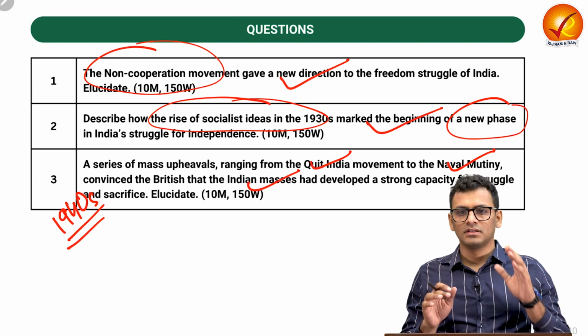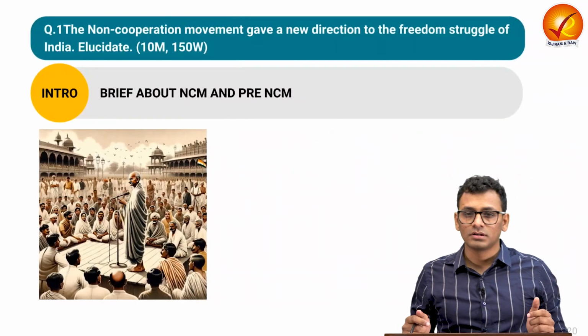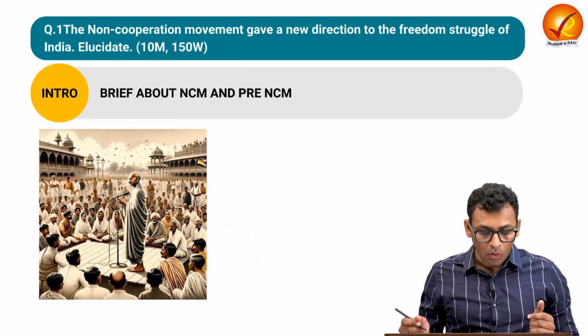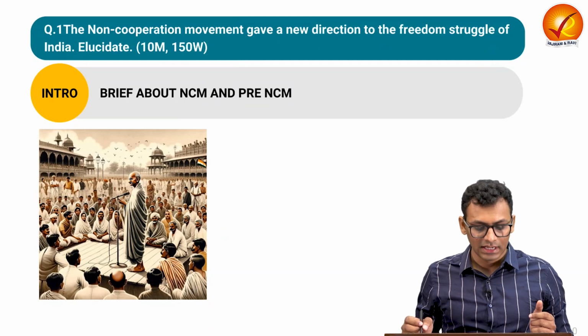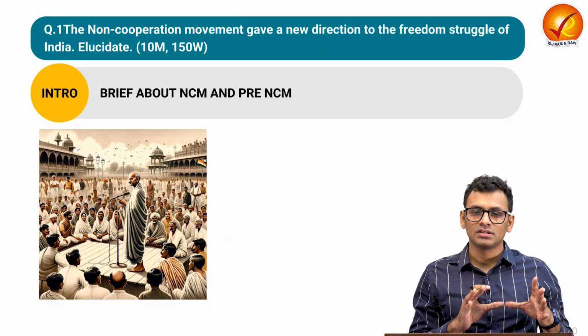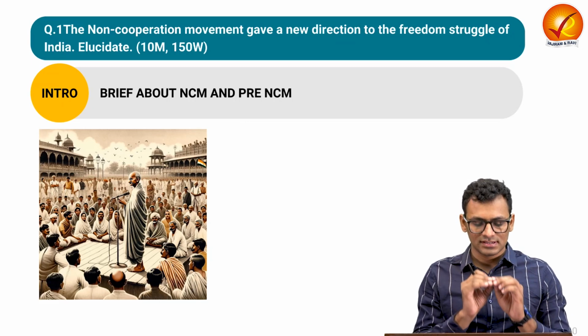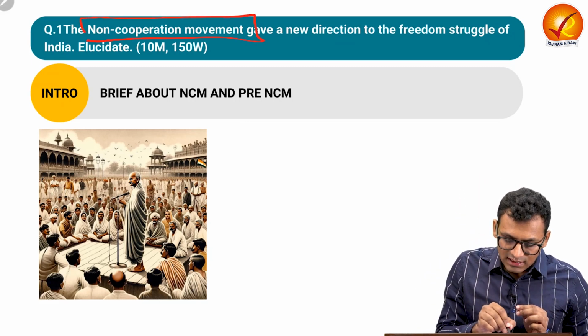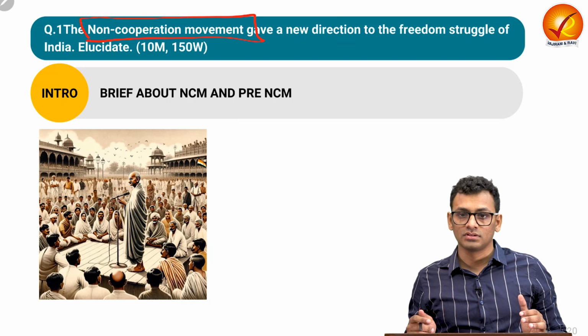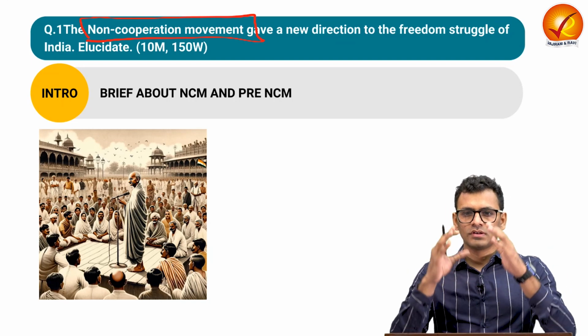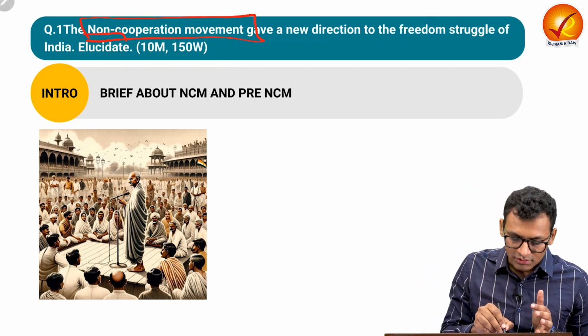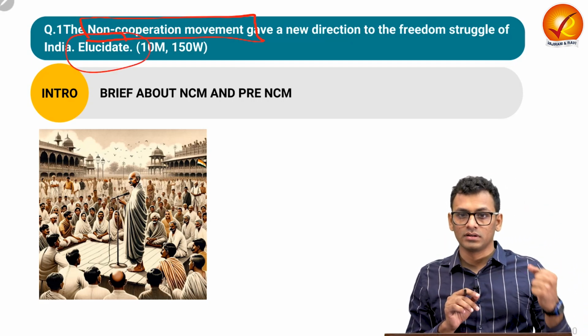So let us start with the very first question. Let's read the question number 1 together. The non-cooperation movement gave a new direction to the freedom struggle of India. Elucidate. Now, if you see this question, you will understand from the question stem, we have to talk about the significant features of non-cooperation movement and how exactly they were able to give the new direction. So if you structure the answer, you have to also understand the directive keyword over here, elucidate.